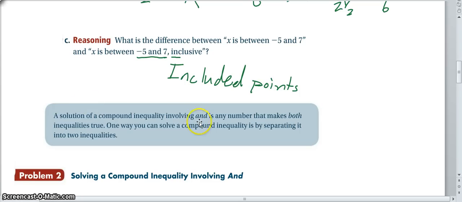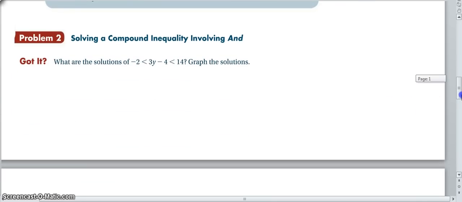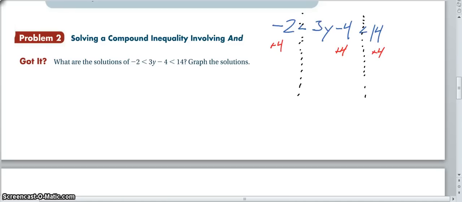So and is always going to have one graph that makes both inequalities true, and the or is going to have two different ones. So I want you to try and solve this and see what we end up getting. When we solve, what is the range that y could fall in? Here's a huge difference when we start trying to solve these inequalities. When I have two inequality symbols, like here and here, both of those work as that imaginary dotted line where what I do on one side I have to do on the other.